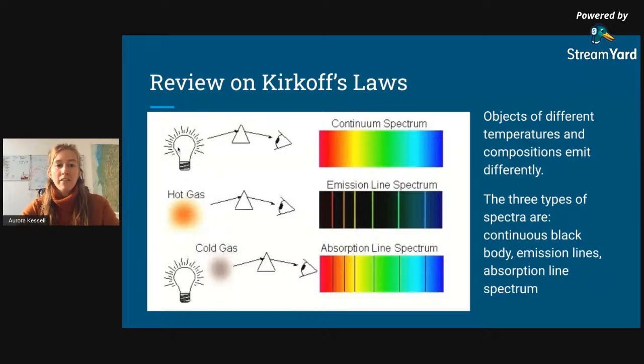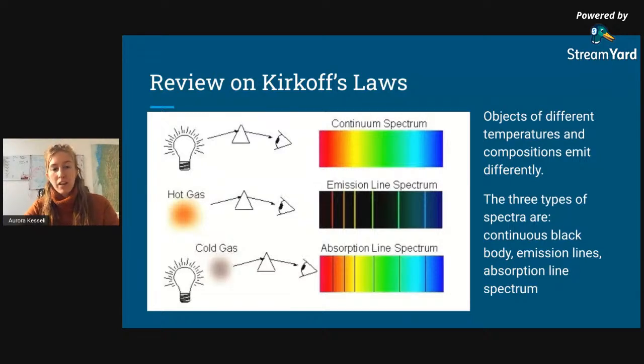First we have a hot, dense source. If you put the radiation from a hot, dense, or optically thick, source through a prism, what you're going to see is a continuous spectrum. And the continuous spectrum is going to emit like a black body, so continuous emission with a peak at some temperature and some wavelength.